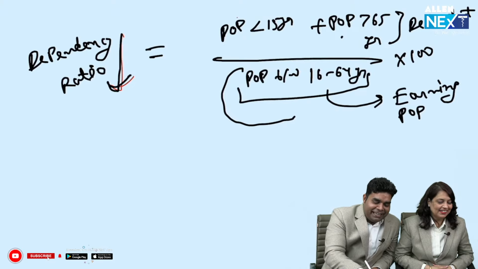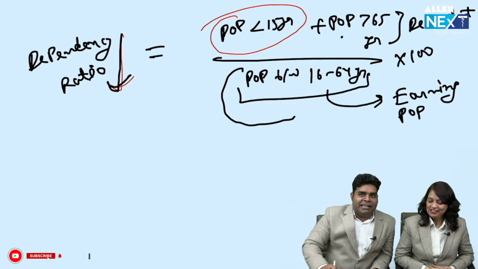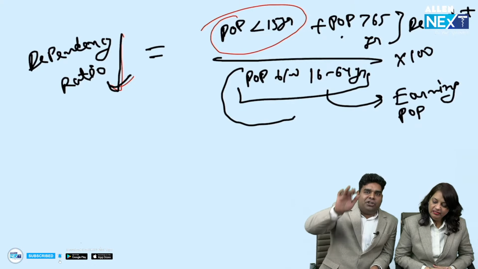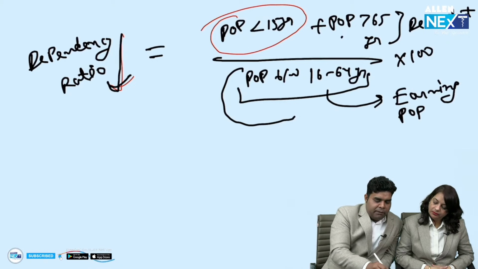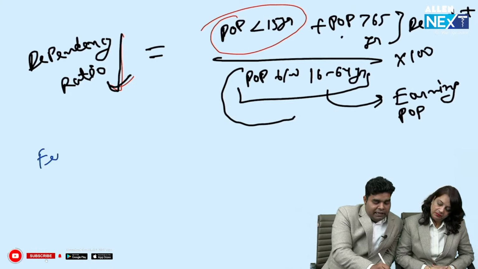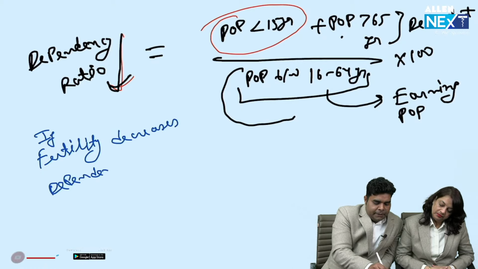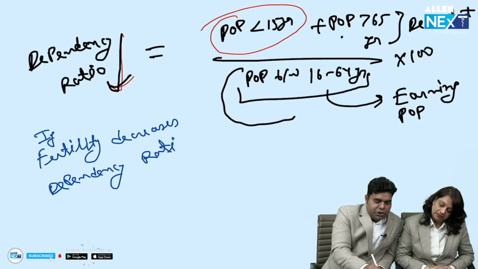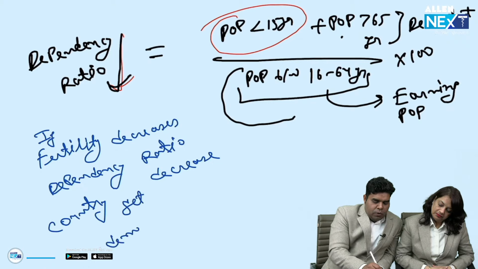And the last option is, let's stop producing children. Let's have fewer people under 15 years. Then the dependency ratio will be less and the country will get demographic bonus. So to get demographic bonus, the fertility rate should decrease, because if fertility decreases, dependency ratio decreases, and when dependency ratio decreases, the country gets demographic bonus.